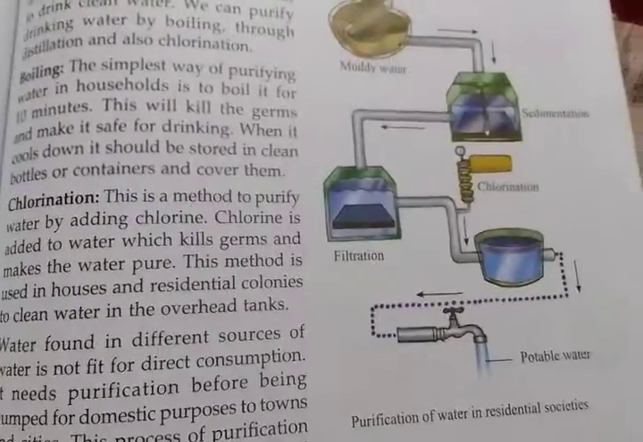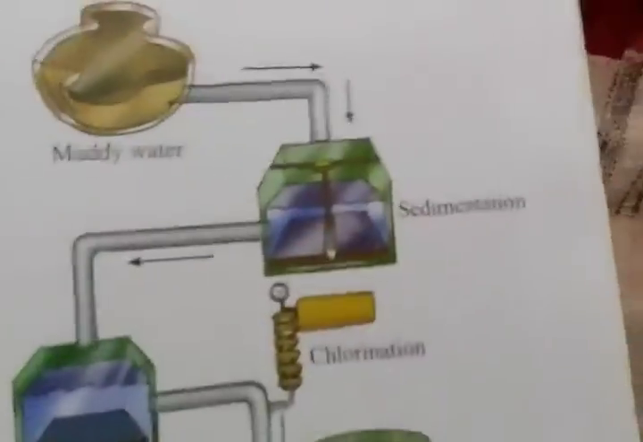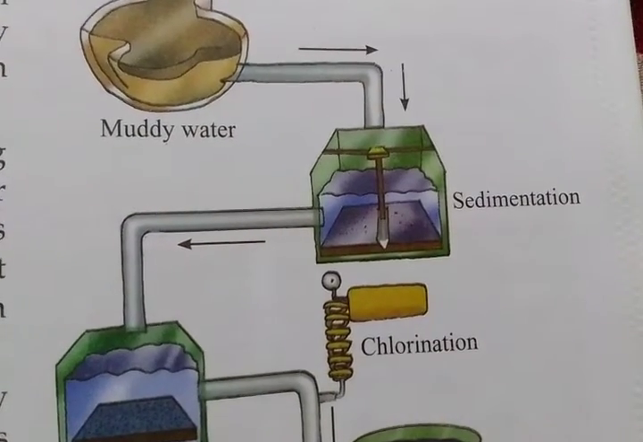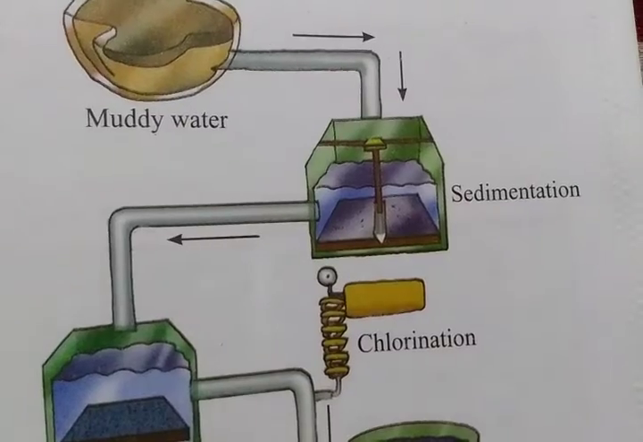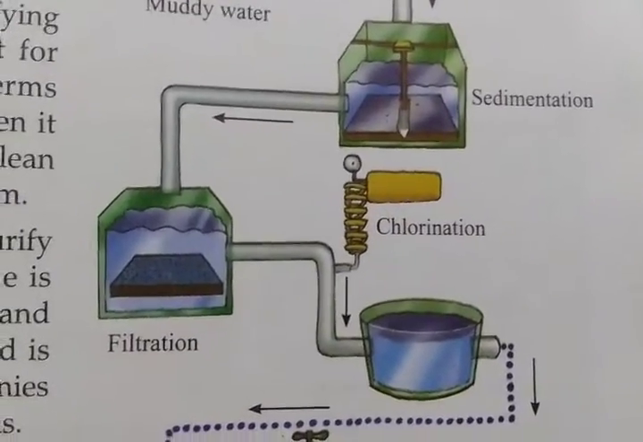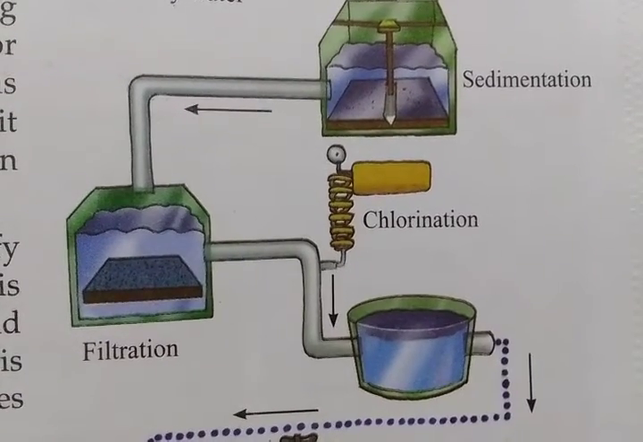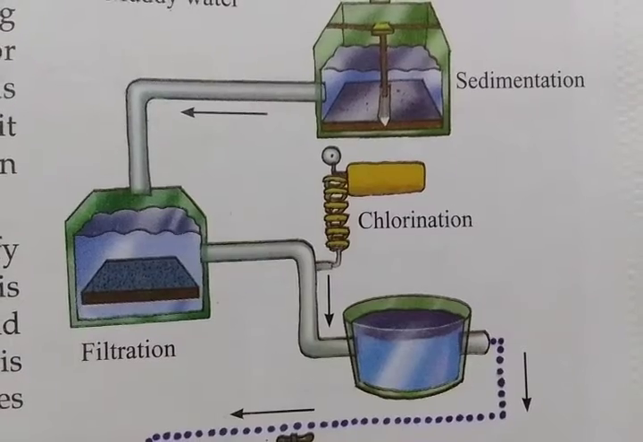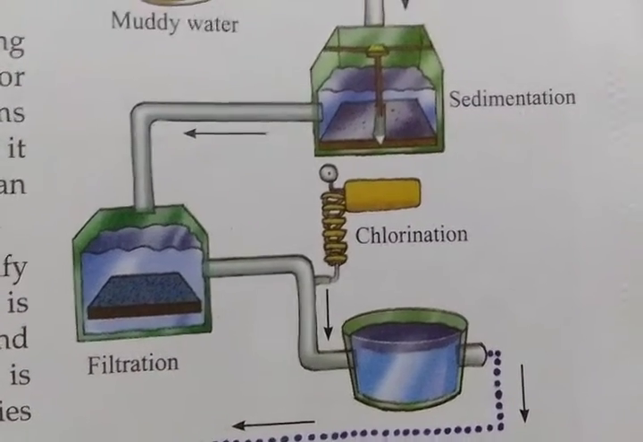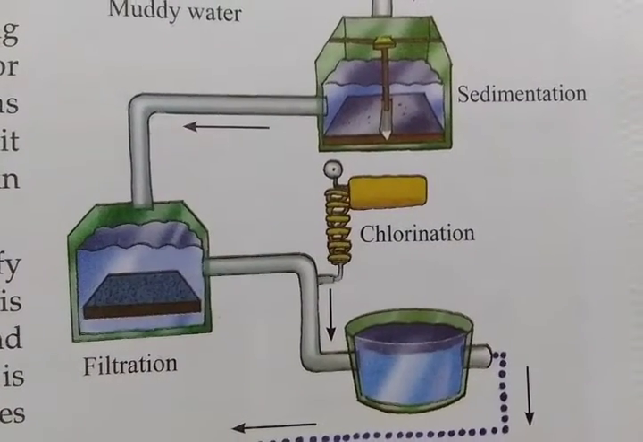And the next process is chlorination. This is a method to purify water by adding chlorine to it. Chlorine is added to water, which kills germs. Chlorine kills germs which are contained in water and makes the water pure. This method is used in houses and residential colonies basically to clean water in the overhead tanks.